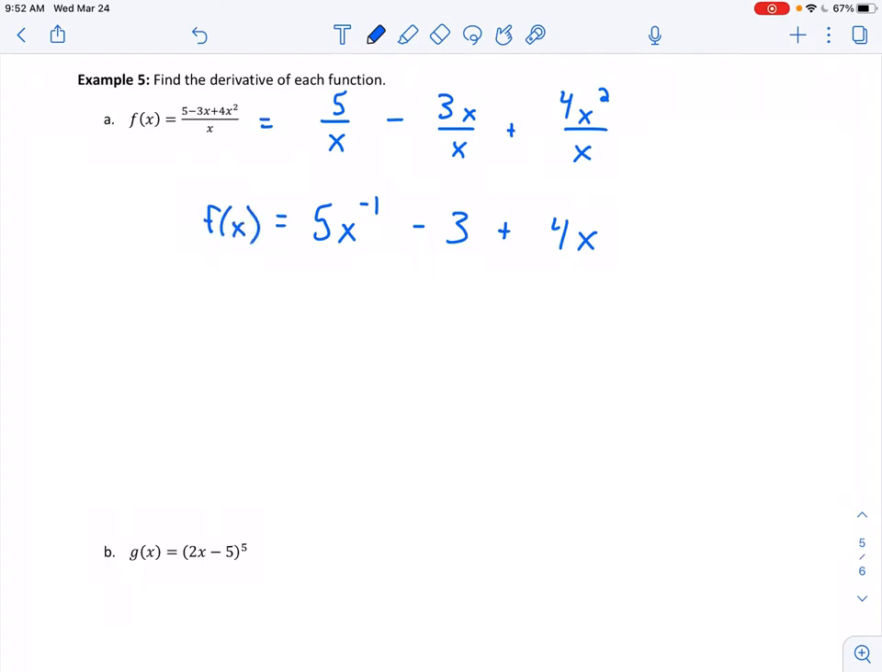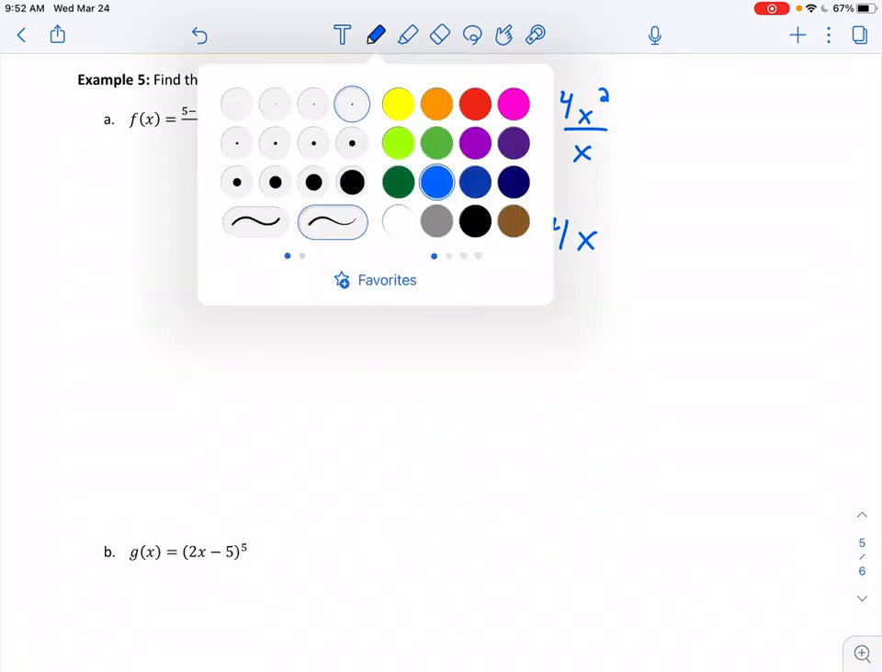I haven't yet taken the derivative. I've just found a really clever way to take this function that has a division of two smaller functions and rewrite it so that I no longer have that division. And once we get rid of that division, once we've found a way to rewrite this function, now we can go ahead and use our power rule.